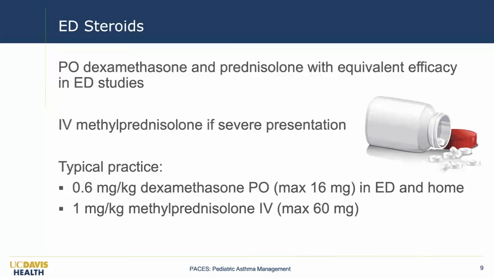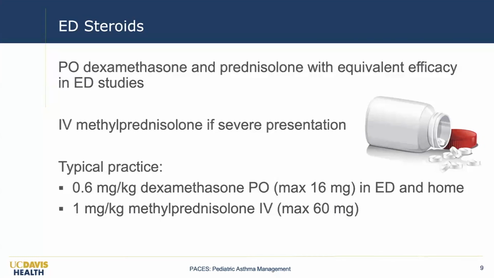For our patients who are more severe, if we think they're not going to be able to tolerate PO medications, particularly because of respiratory distress, then we'll place an IV and give IV methylprednisolone for those patients. If you have patients in respiratory distress or who are vomiting and don't have an IV, intramuscular dexamethasone is another choice as well.